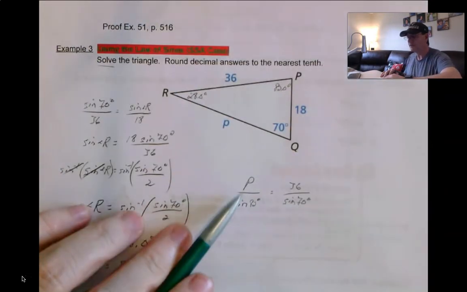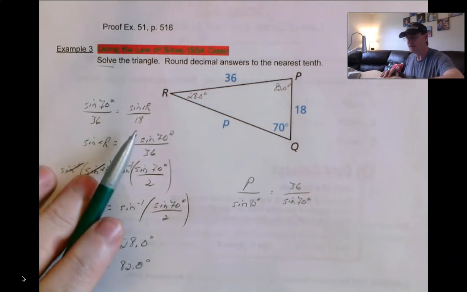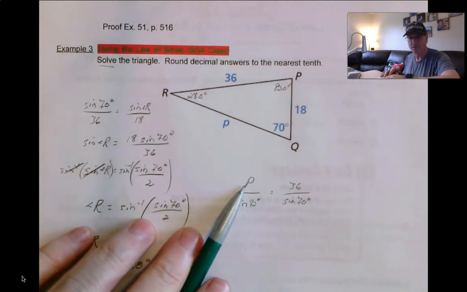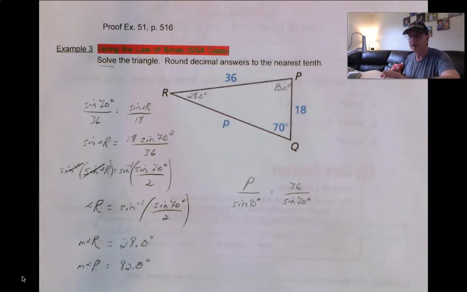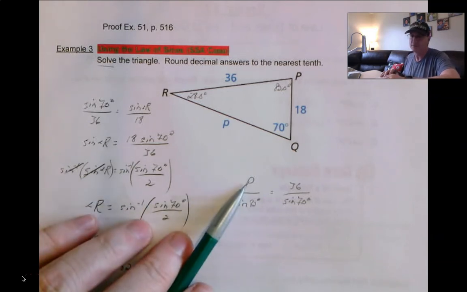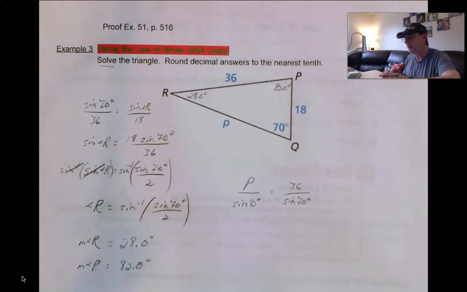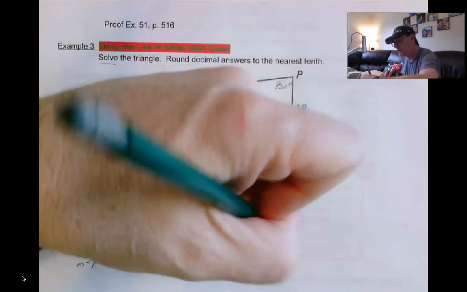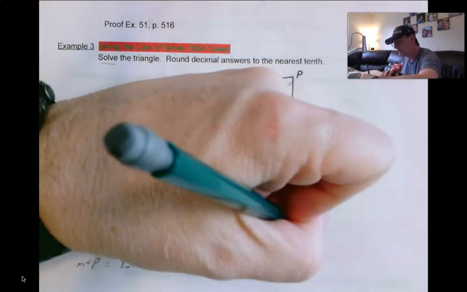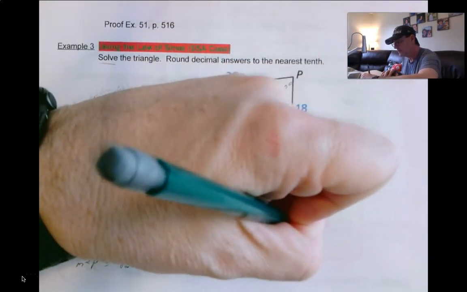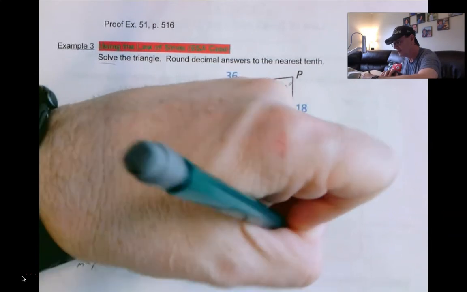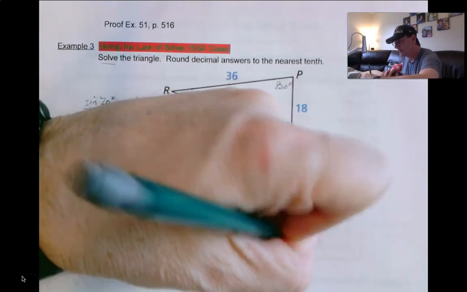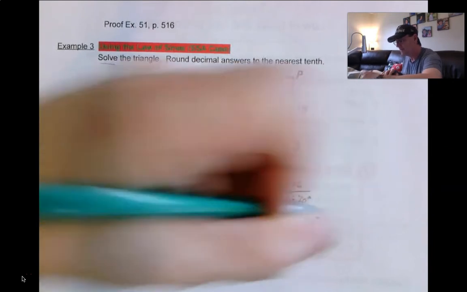Hopefully you noticed I flipped the ratios upside down. I like to have what I'm solving for in the numerator. It really doesn't matter. The algebra is still going to be the same. I think the algebra is just a little bit easier if I leave what I'm solving for in the numerator, but it's not required. So little p equals 36, I'm multiplying both sides by sine of 82, 36 sine of 82 degrees over sine of 70 degrees.